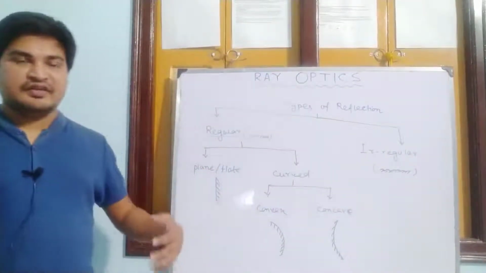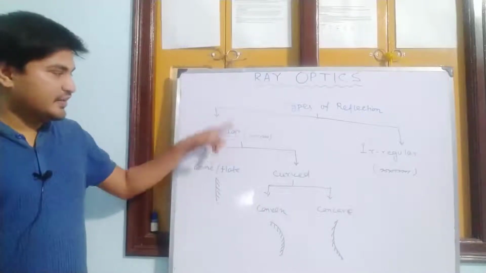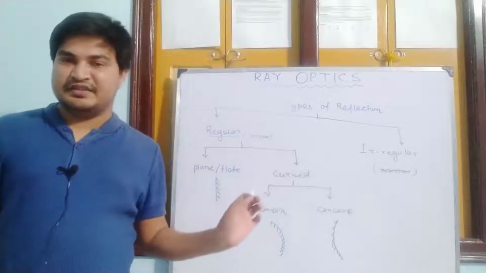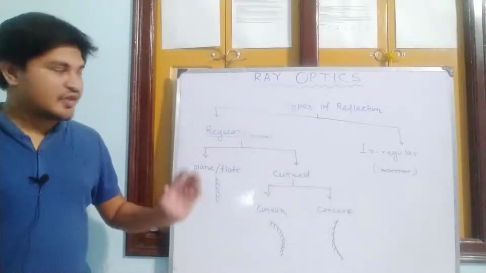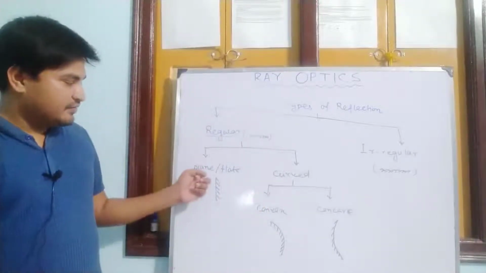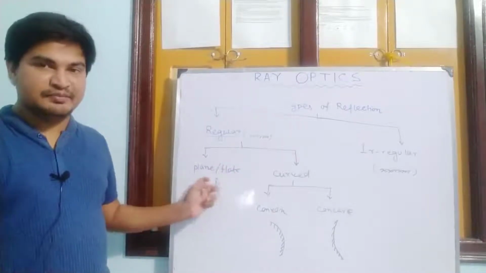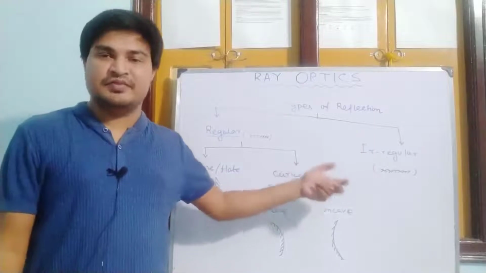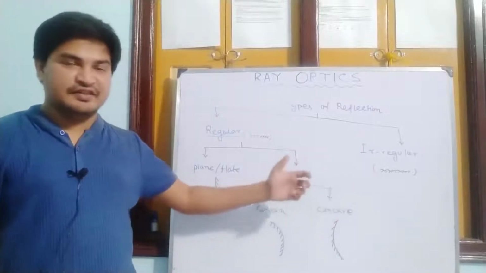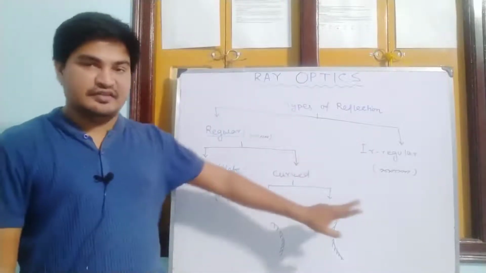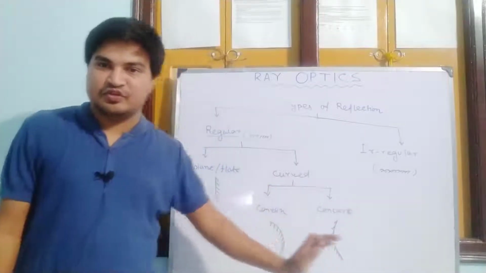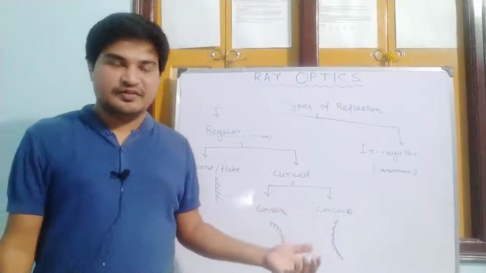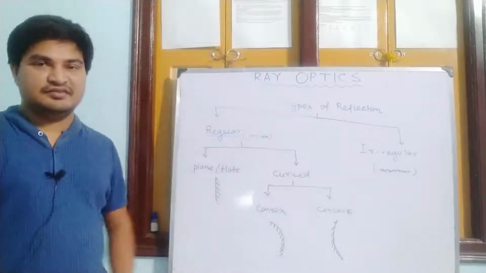Okay, when this regular reflection occurs on a plane surface, those plane surfaces are defined as a mirror. So we can say a plane or flat surface is a plane or flat mirror, and curved surfaces are curved mirrors. The curved mirror is again divided into two parts, one is convex mirror, another is concave mirror. So first we are going to learn about the properties of the images formed by a plane or flat mirror.